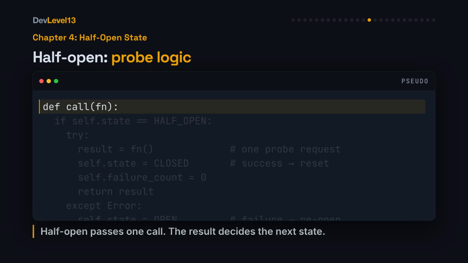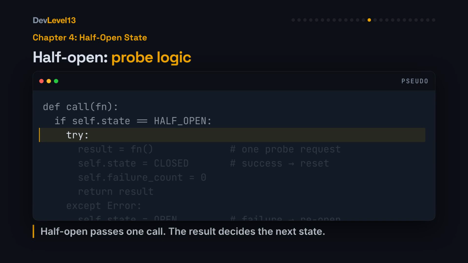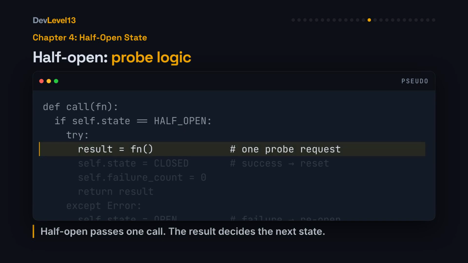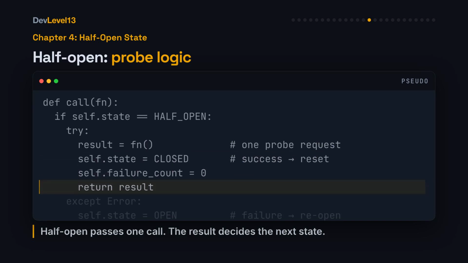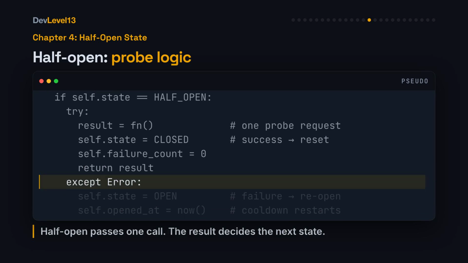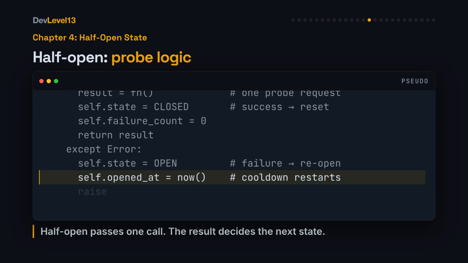The half-open state is simple. Allow one call through. If it succeeds, reset everything, circuit closed, failure count 0. If it fails, go back to open and restart the cooldown. The half-open probe is what gives the breaker memory. It does not go straight from open to closed based on time alone.